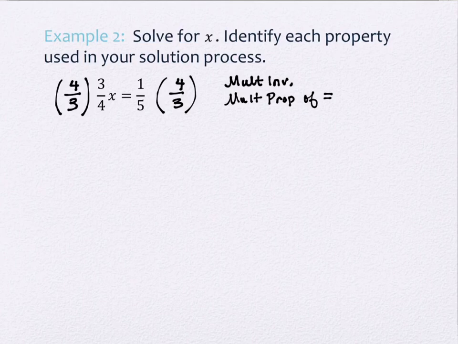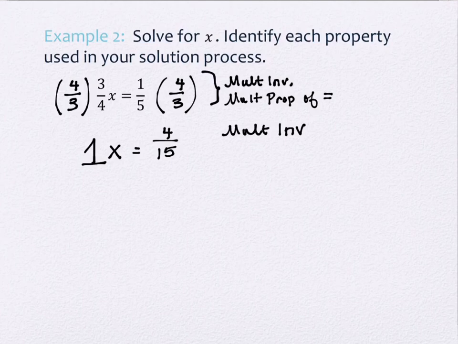Now, when I multiply the 4/3 times the 3/4, and I end up getting a 1x, that's the multiplicative inverse happening again, because that's what it said. Multiplicative inverse is when you multiply by the reciprocal, you get the number 1. Over here, we have 4/15. So again, we use the property of the multiplicative inverse. Okay, so this is the same 2 steps. And here we're also having the definition of multiplication. Right? That's why the 4/15 came about from 1/5 times 4/3.